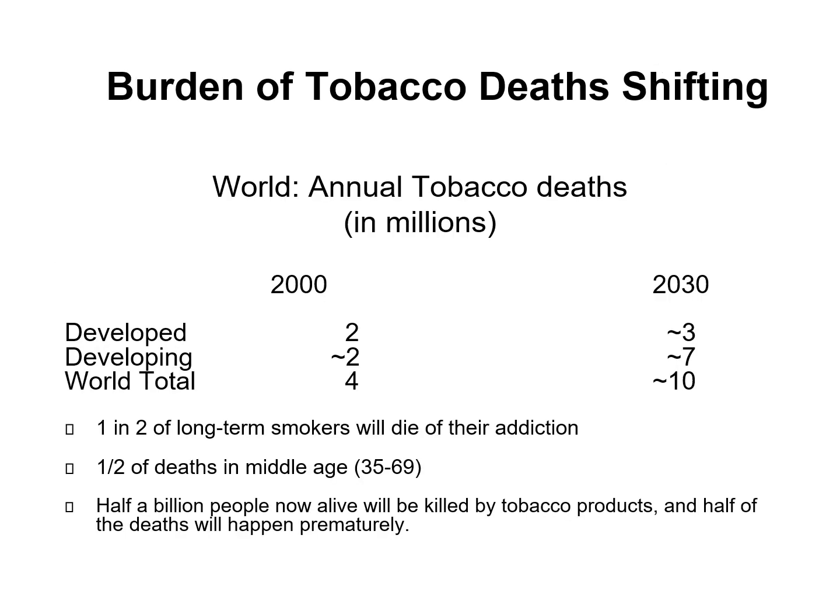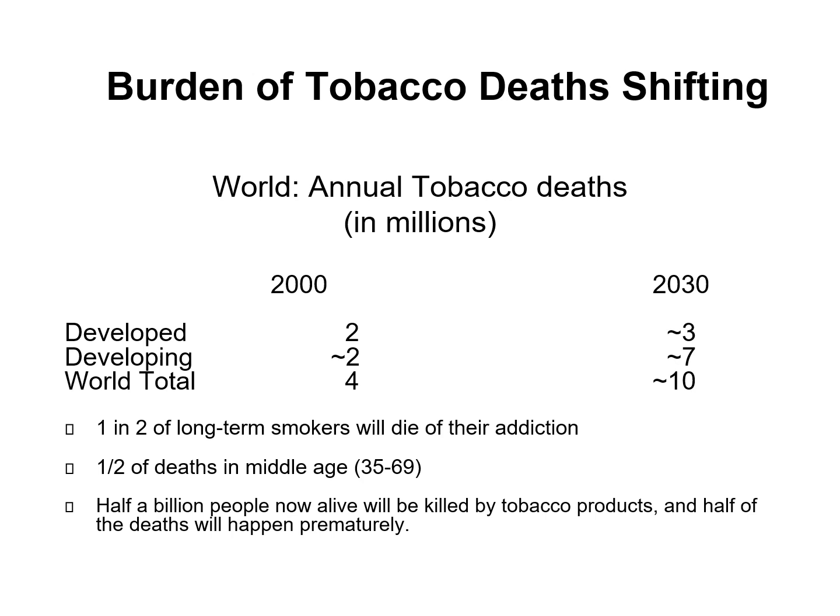The burden of tobacco deaths: how many deaths tobacco caused. There is data from the annual tobacco death atlas in millions. It compares 2000 with the projection for the year 2030. It shows that in 2000, in both developed and developing countries, the annual tobacco deaths were 2 million, but it's projected that in 2030 there will be an increase of only 1 million in tobacco deaths in developed countries, whereas there will be an increase of 5 million in annual tobacco deaths in developing countries.